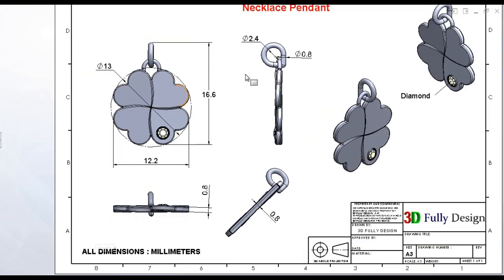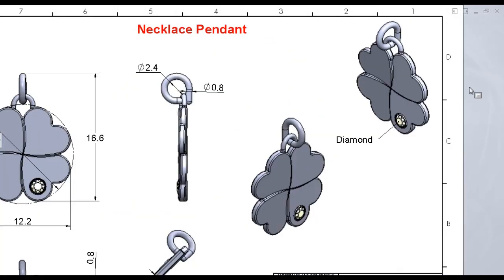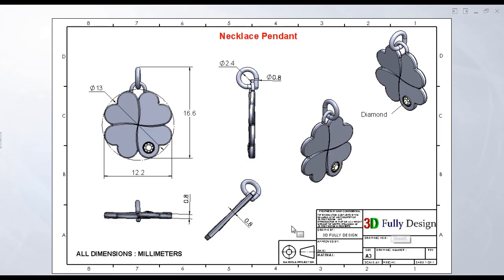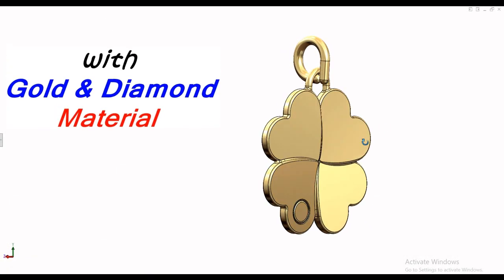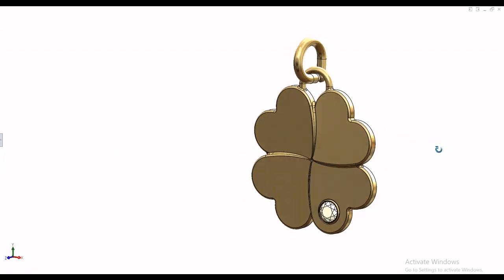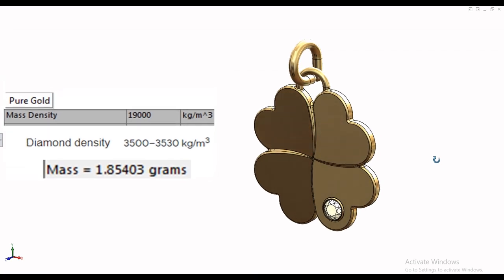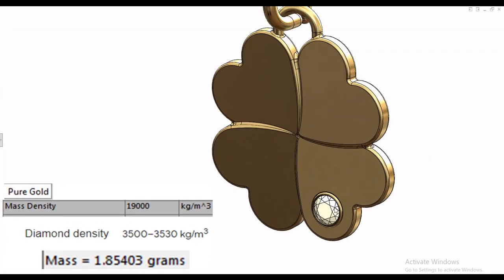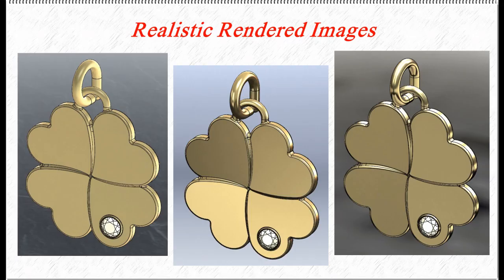Detailed drawing of the necklace pendant with all dimensions in millimeters. Now the necklace pendant has been applied with gold and diamond materials. Density of gold and diamond is shown. The final mass is about 1.9 grams. So finally the realistic rendered images.